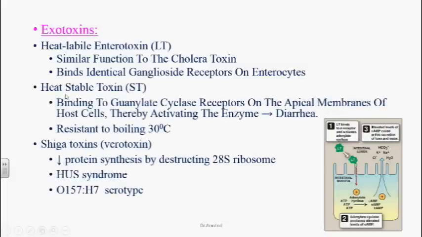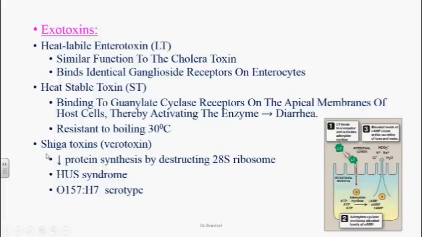And it can secrete another two varieties of toxin. One is heat stable toxin. Heat stable toxin binds to guanylate cyclase receptors on the apical surface of host cells, especially enterocytes, and thereby increases cyclic GMP inside the cell, like heat labile enterotoxin, and ultimately there is a lot of leakage of fluid from the cells into the lumen, which leads to diarrhea. These heat stable toxins are resistant to boiling, whereas heat labile enterotoxin is deactivated in the presence of heat.